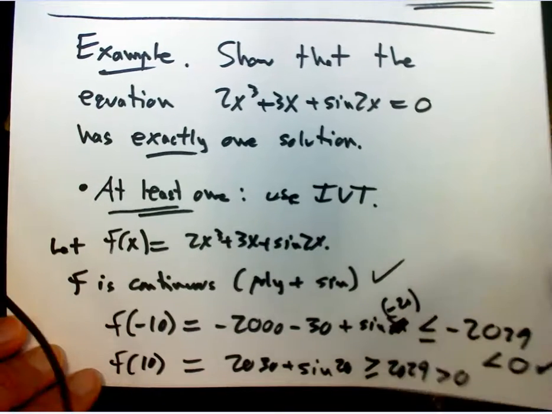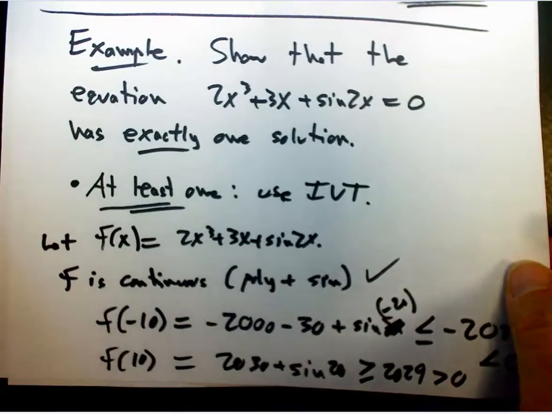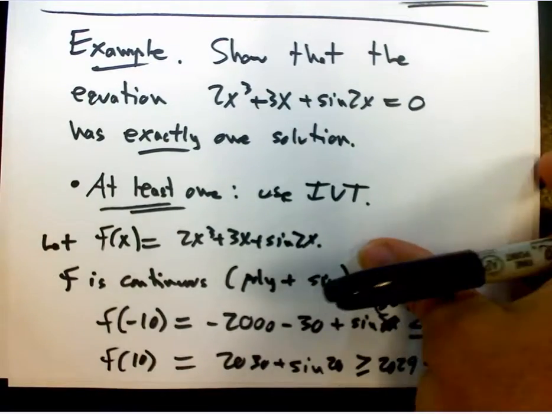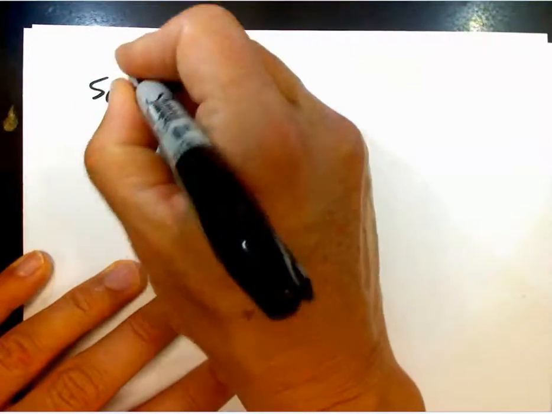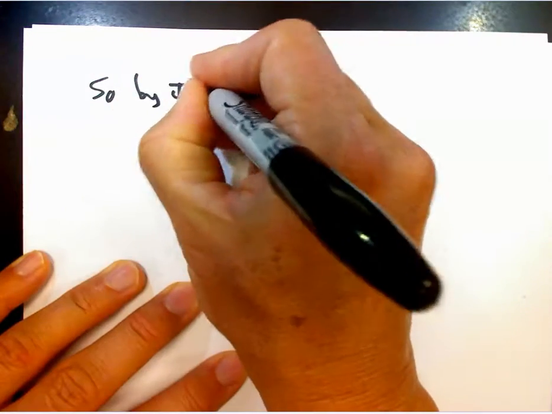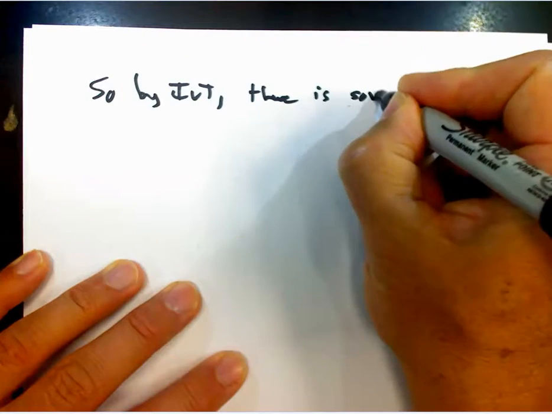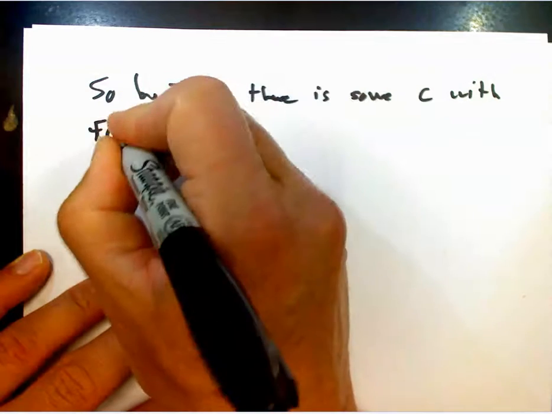So that activates IVT, and therefore we know that there must be somewhere it crosses, because it's gone from negative to positive, and we're going to get a crossing. So by IVT, there is some c with f of c equals 0.